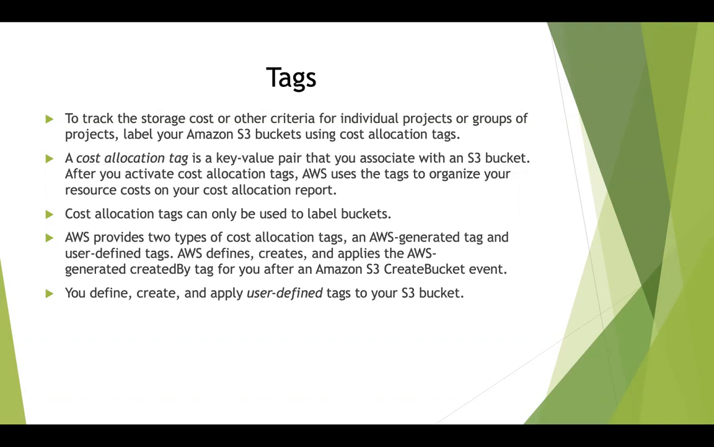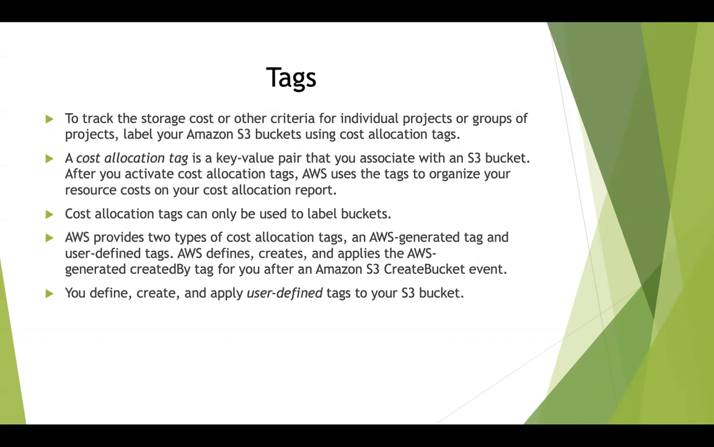AWS defines, creates, and applies the generated tag after you have created the S3 bucket. But then you can define your own user defined tags on your S3 bucket. So this is called cost allocation tags, or you can just call it tags itself. Ultimately, you use tags, which is a key value pair, to associate your S3 bucket with a particular project and so on, so that at a later point of time, when you look at your cost allocation report, you will be able to find out what the cost is for this particular bucket, based on the project that you have labeled it with.